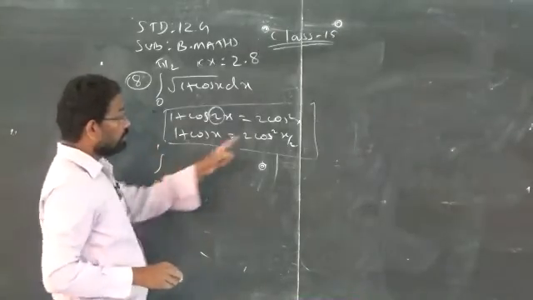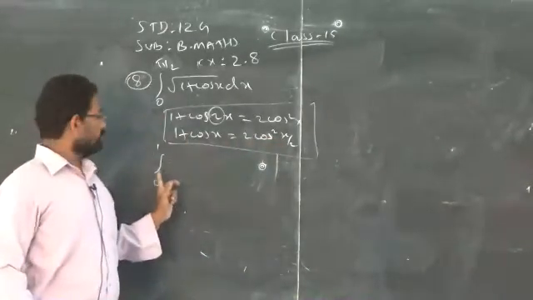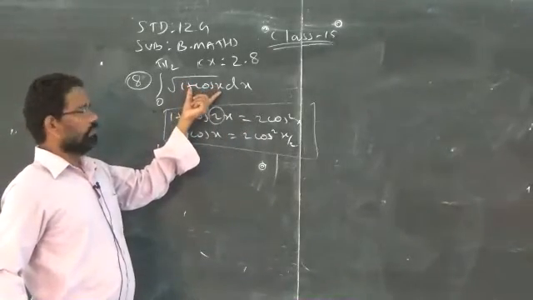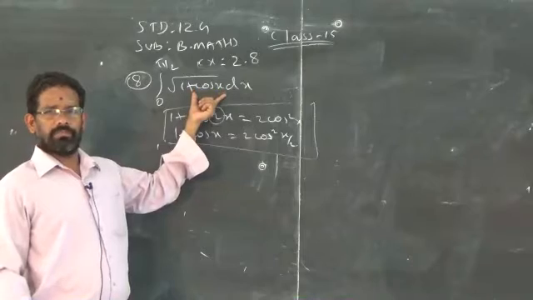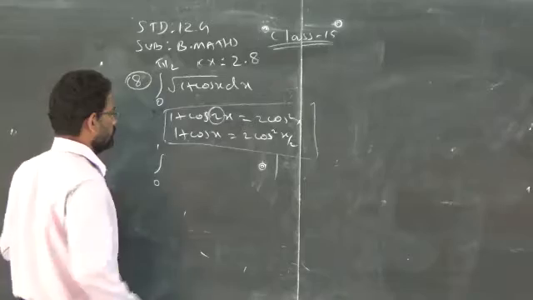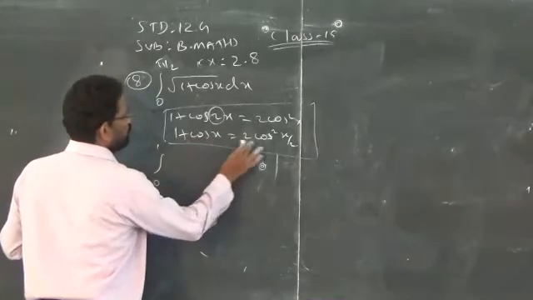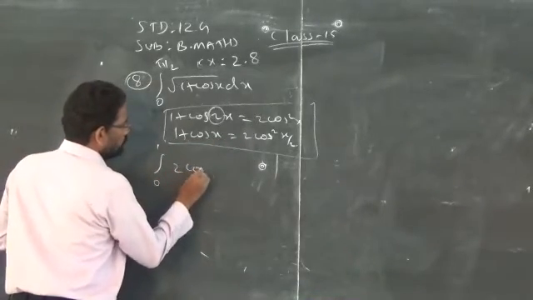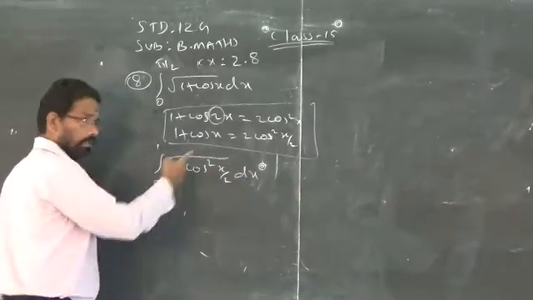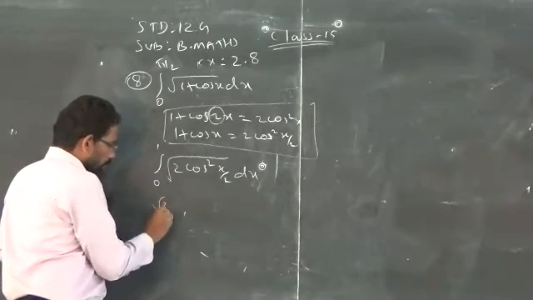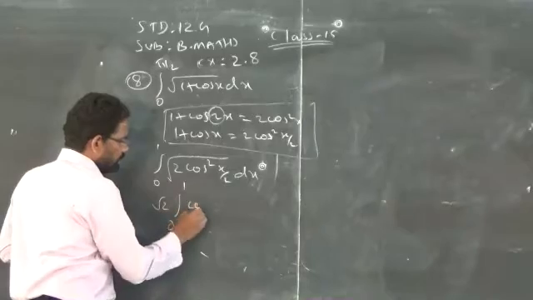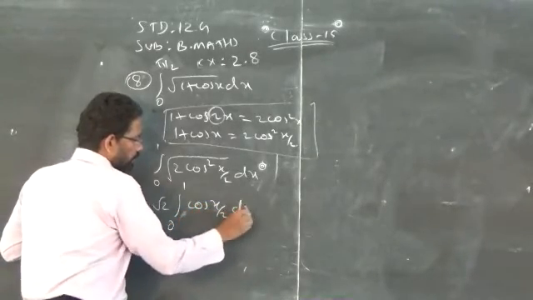See, I did not change the variable x, so don't change the limits. I am rewriting the ratio by using the ratio formula. I did not change x variable into t variable, so don't change the limits, you can keep it as it is. So now we can replace 1 plus cos x with 2 cos square x by 2 under the square root. Then you take root 2 outside, 0 to pi by 2. Then square root and square cancel, we will get cos x by 2 into dx.